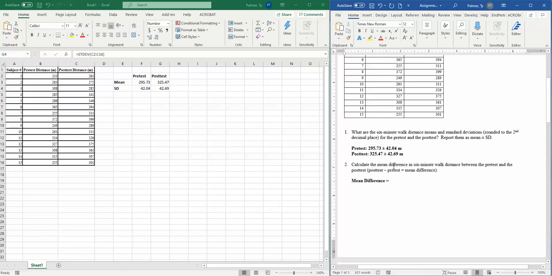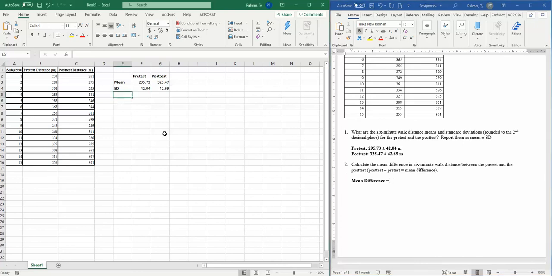Let's move on to question number 2. Question 2 says calculate the mean difference in 6-minute walk distance between the pretest and the post-test. In parentheses, it tells us how we're supposed to calculate the mean difference when we compare the pre and the post-test. When we calculate the mean difference, comparing a pretest versus post-test, we take the post-test first and minus the pretest. That's how we should do it in this scenario. So let's do that here.